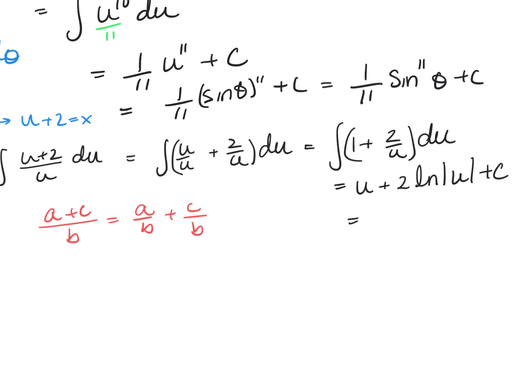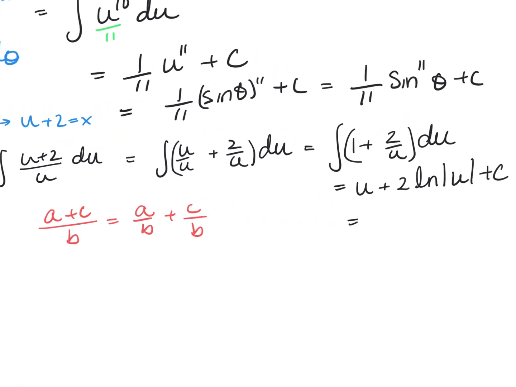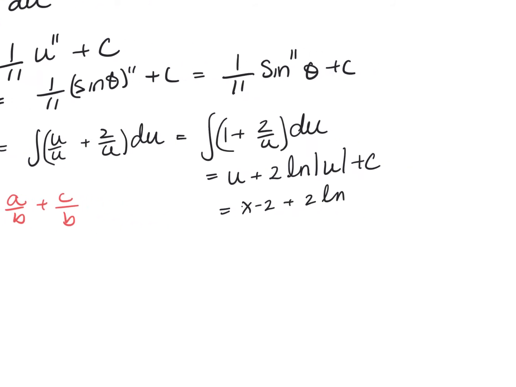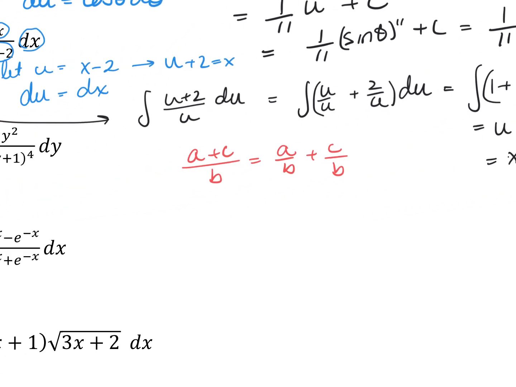Go back and back substitute. Remember what I started out with was u is equal to x minus 2, so x minus 2 plus 2, the natural log, don't forget the absolute value of x minus 2, plus c. And I'll tell you what, you're like, hey, I've done all this and my homework keeps marking me wrong. The question I'll always ask you is, did you remember these absolute value symbols when you're doing the natural log? Because remember, you can't take the natural log of a negative number. So don't forget to put on the absolute value symbols when you put that in.